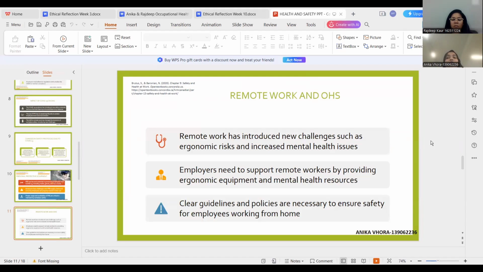Next slide is about remote work and OHS. Remote work has introduced new challenges like ergonomic risk and increased mental health issues. As I told before, if we are not physically fit, then it will impact our mental health, so we have to protect ourselves from that. Second, employers need to support remote workers by providing equipment and mental health resources. Third, clear guidelines and policies are necessary to make sure of the safety of employees working from home, and it will be helpful for them also. Another slide will be presented by Raddeep Kaur.